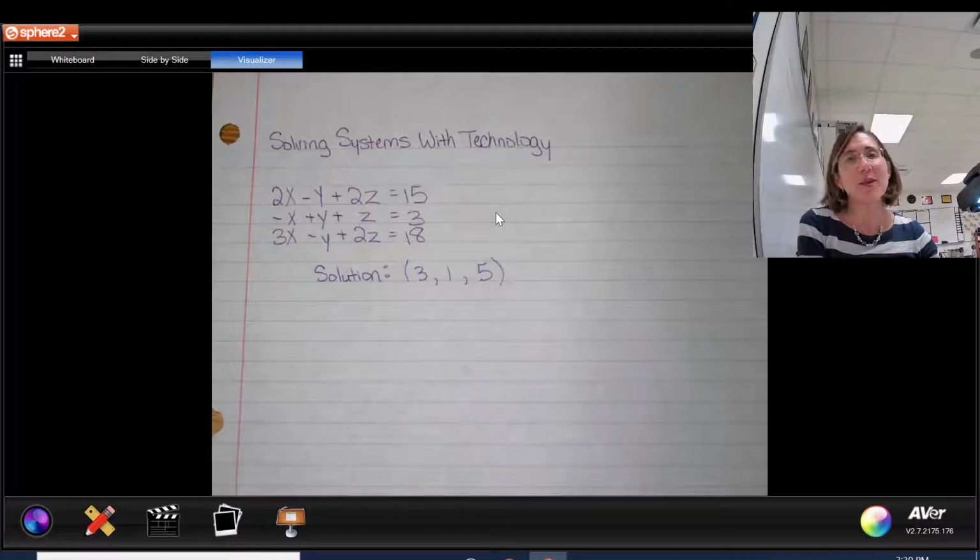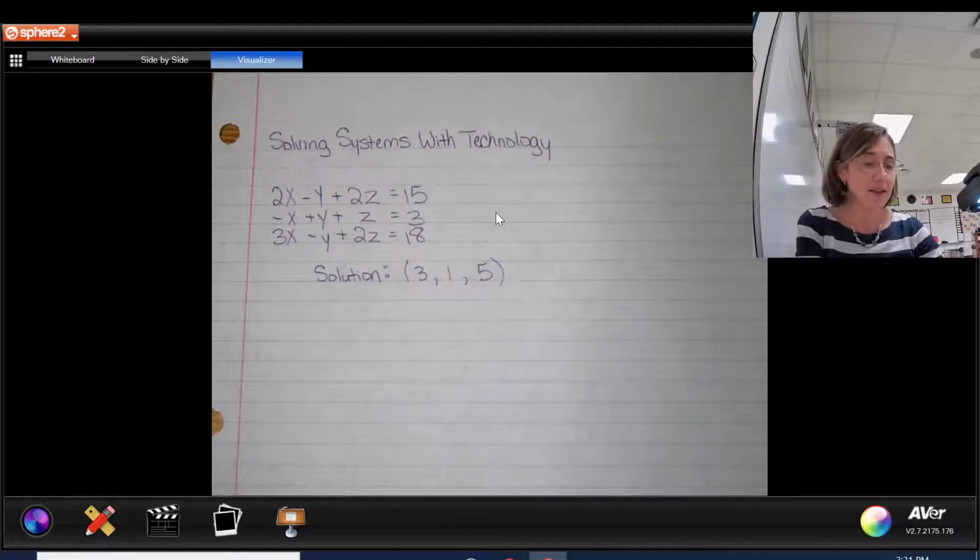So today in Algebra 2, we're going to look at how we could solve these systems of equations that we've been dealing with using technology. That's in our Algebra 2 standards. We want to be able to utilize technology in solving things in addition to being able to solve them by hand. So we're going to look at a problem today that we've already done, actually.